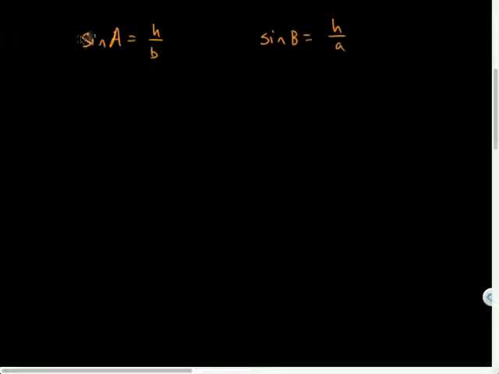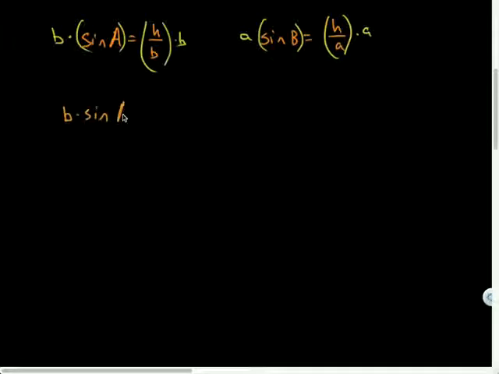I'm going to solve both of these equations for H. So to get H by itself over here, I'm going to multiply by B. And over here, I'm going to multiply both sides of this equation by A. So that's going to give me B times sine of A is equal to H. And this is going to give me A times sine of B is equal to H. So if both of those are equal to H, according to substitution, what do I know?